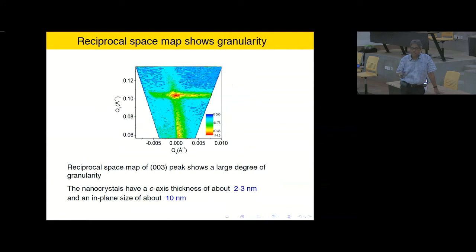There is also this reciprocal space map in terms of QZ and QX. And this scatter shows that this system actually has a large degree of granularity. These nanocrystals typically have a thickness in the C-axis of about 2 to 3 nanometers, and in the XY direction, the in-plane size is about 10 nanometers. So those are the dimensions of each of these nanocrystals. Then you have to imagine that all these nanocrystals form an array in the XY plane, and then there's another array on top of that and another one on top of that. The entire film has a thickness of 30 to 150 nanometers in the different samples, which means that the entire film will have something like 10 to 50 layers of these bismuth selenide arrays.